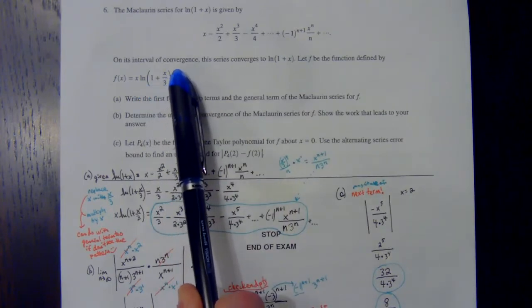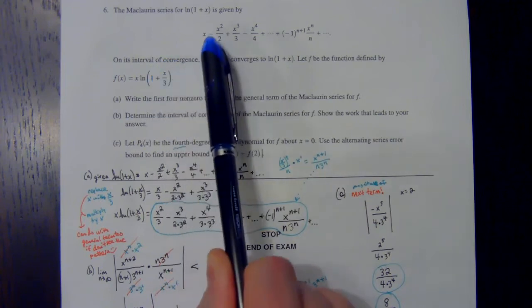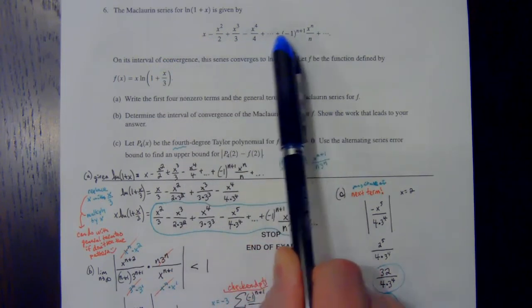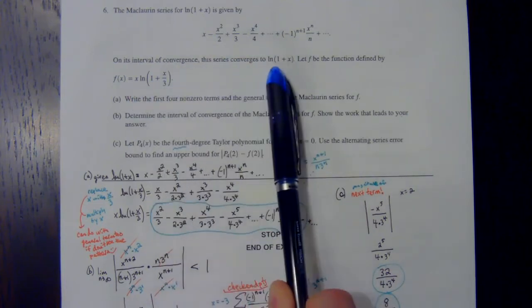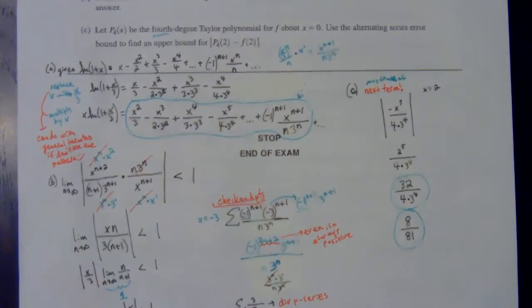So that means all I have to do is simply take the x over 3 and plug it in for those x's right there. And then once I get a few terms with the general term, I could take the x and distribute it, multiply it by those few terms. So let's do that in part A. Let's do one step at a time here.